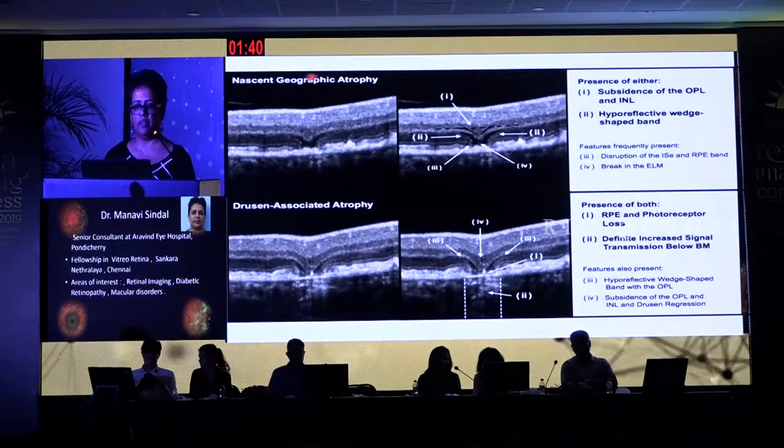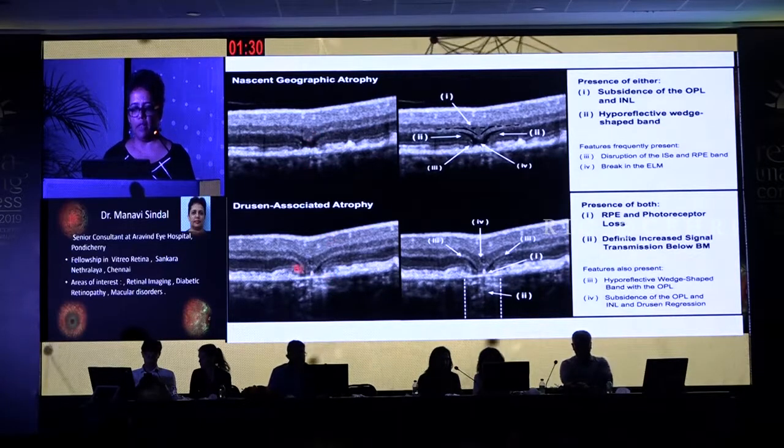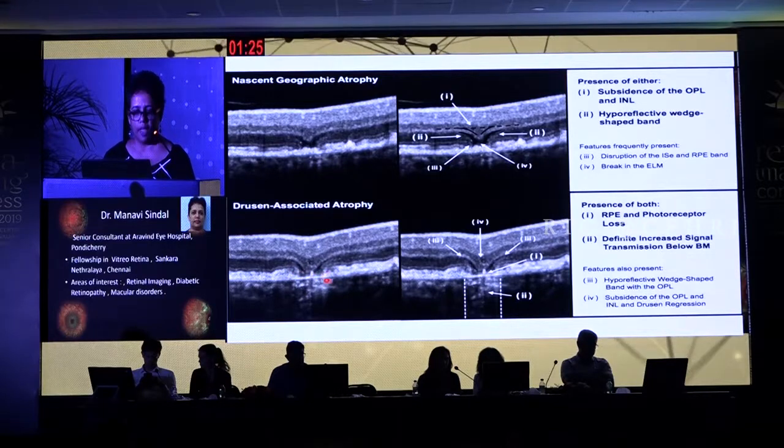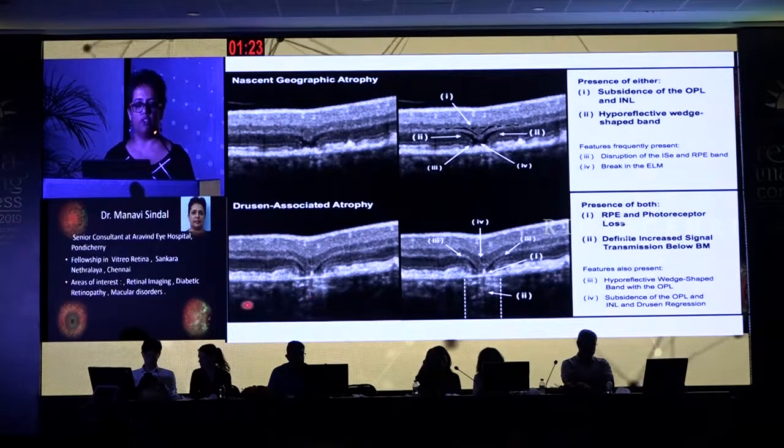So here this is again another image which explains NGA versus Drusen associated atrophy. So as you can see, you have the hyporeflective wedge-shaped areas with the subsidence of the OPL and the INL, whereas here you have the loss of RPE and photoreceptors and a definite increase of transmission of signal below the RPE layers.